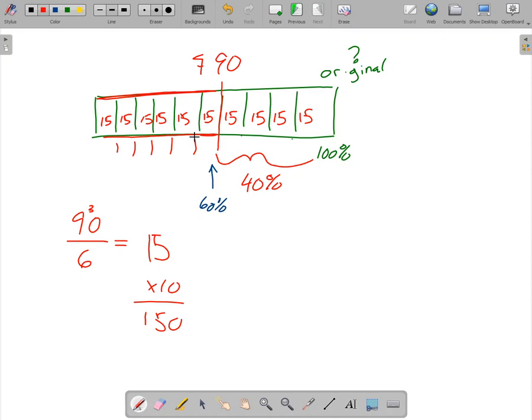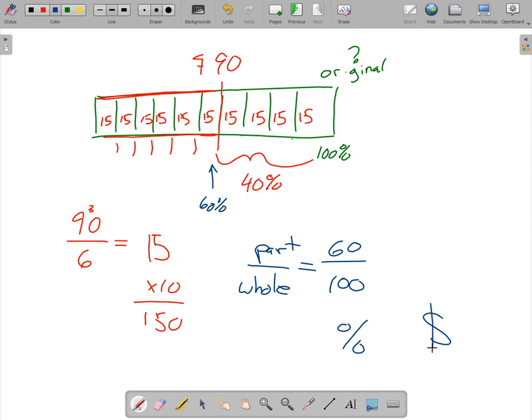Another thing, this is a picture version of the proportion. Remember we talked about proportions last class? Proportions are 2 equal fractions. So here I would write my proportion as part over whole. I've got 60 out of 100 for the percents. And then for the dollar amounts, things have to line up. So the 90 has to line up with the 60. So it would be 90 over question mark, because I'm trying to find the original amount.